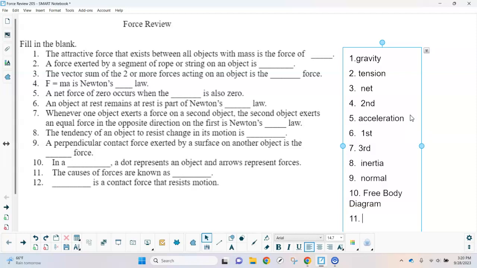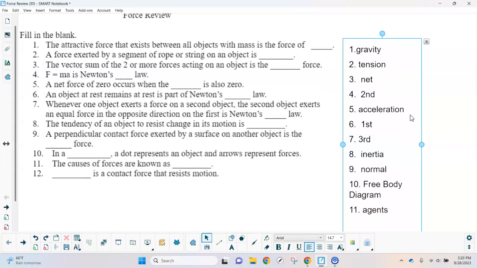11, the cause of forces are known as agents. Those are the items or the objects or things that are causing the forces to occur. And finally, 12 is a contact force that resists motion. That's friction. So friction is the thing that holds things in place or slows them down as they are moving. So just definitional ideas. Hopefully those are all straight in your head.